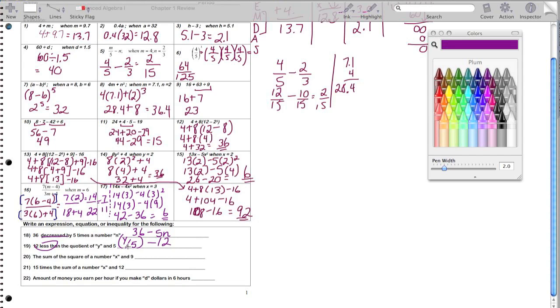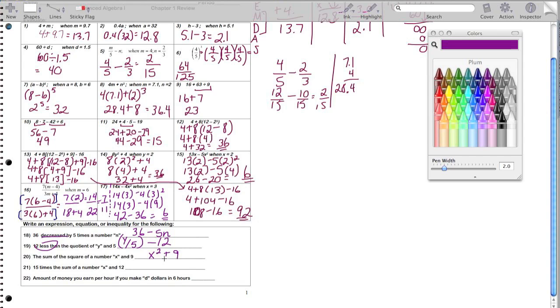Number 20: the sum of the square of a number x and 9. So the sum of the square of a number x and 9. Sum means to add. Square of a number x is x squared.